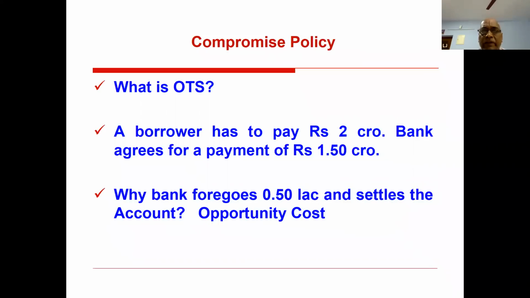On the other hand, the bank will make an analysis with regard to the benefit. If 50 lakhs is written off and 1.50 crores is recovered, what is the benefit for the bank? A cost benefit analysis will be made, and when the benefit is more than the cost, the bank says, for this loan account, if you give this much money, we will go for OTS. So the OTS amount is decided by a concept called opportunity cost, by making a cost benefit analysis.